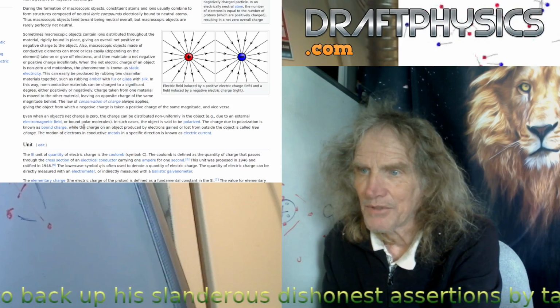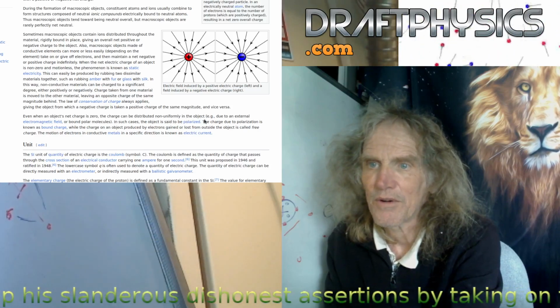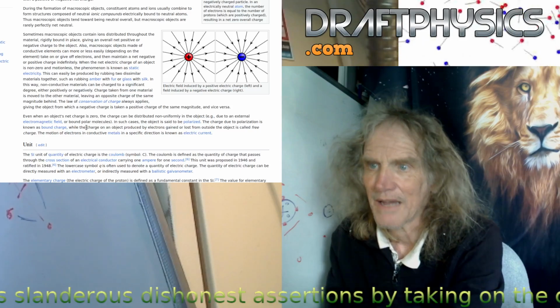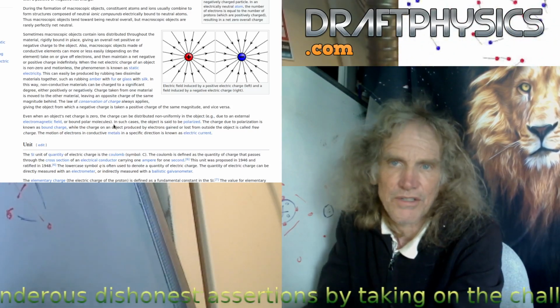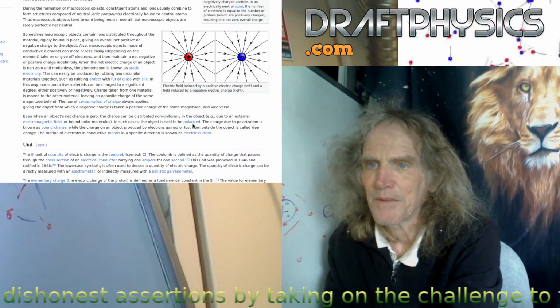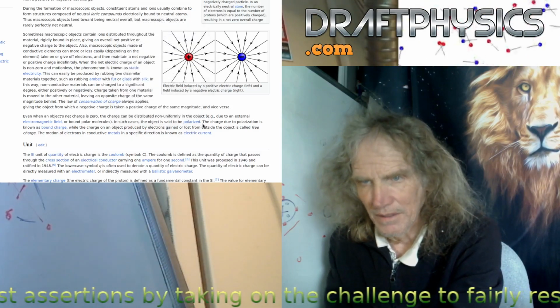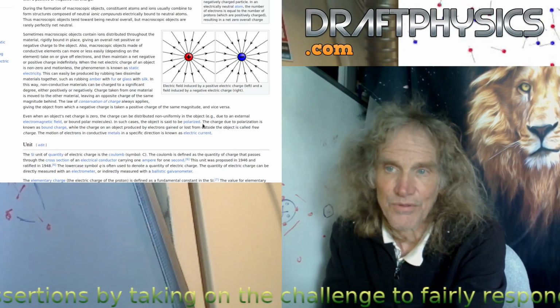Okay, even in an object with a net charge of 0, the charge can be distributed non-uniformly on the object. So again, it can have a net charge, but all the charge could be on the head of a pin. In such cases, the object is said to be polarized. So the argument would be that the simplest dipole is the neutron.